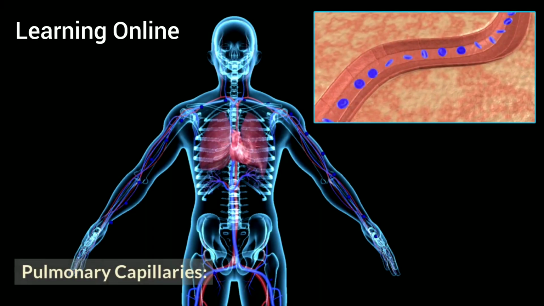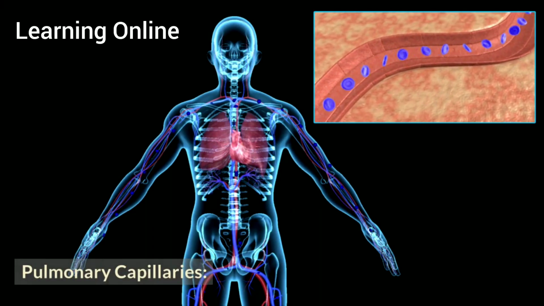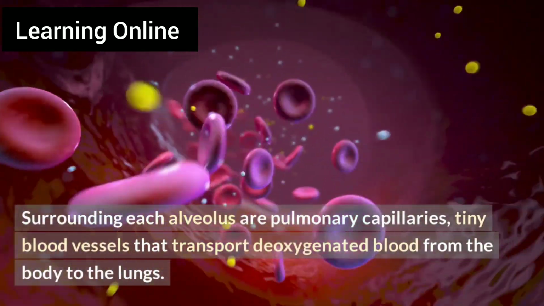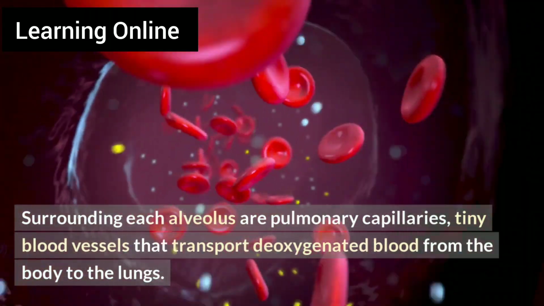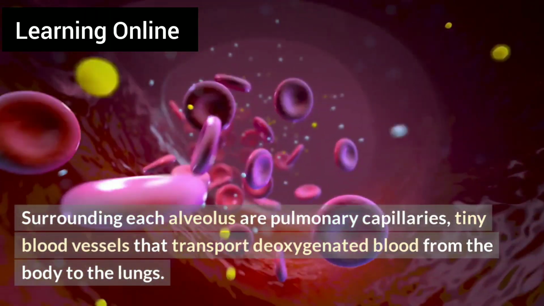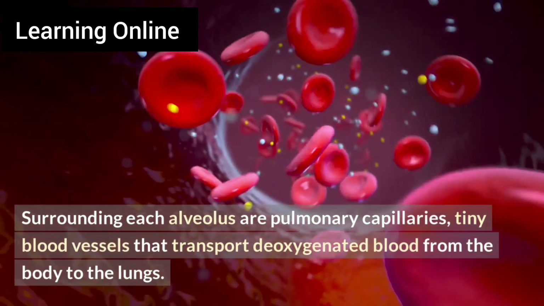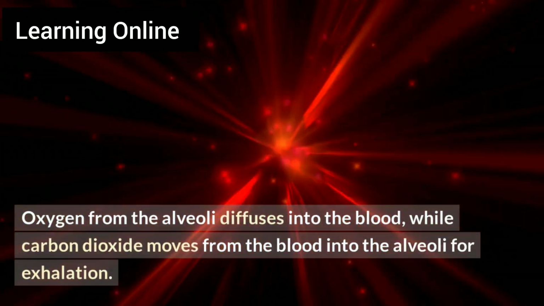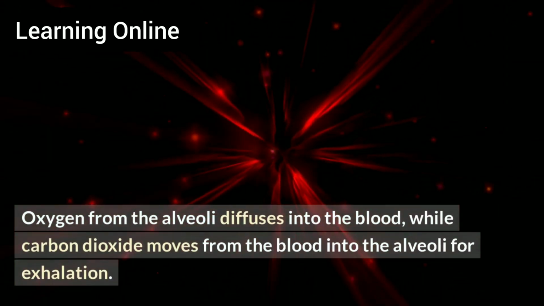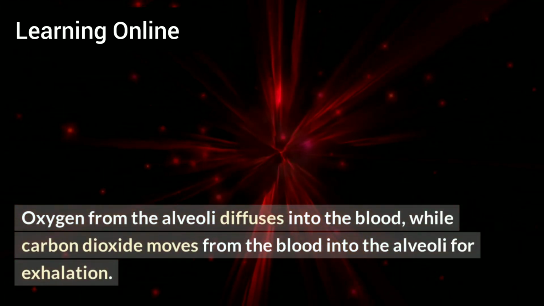Pulmonary capillaries. Surrounding each alveolus are pulmonary capillaries, tiny blood vessels that transport deoxygenated blood from the body to the lungs. Oxygen from the alveoli diffuses into the blood, while carbon dioxide moves from the blood into the alveoli for exhalation.